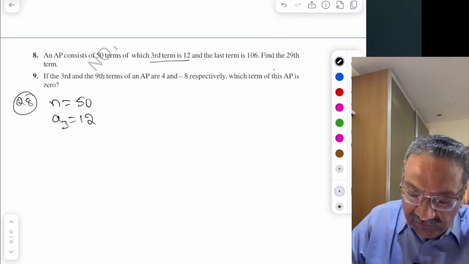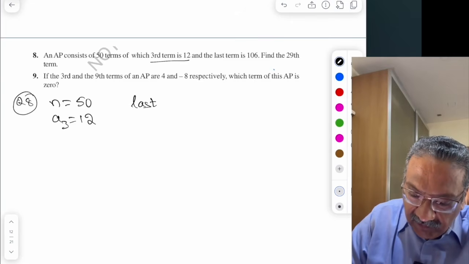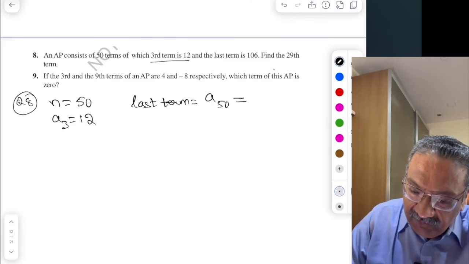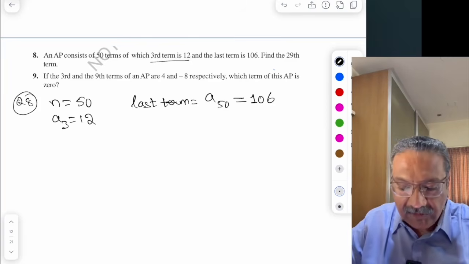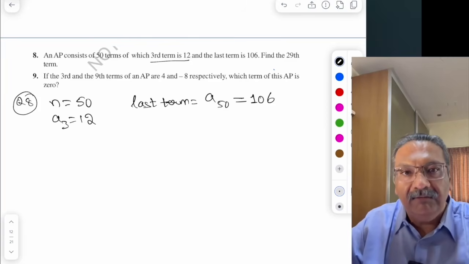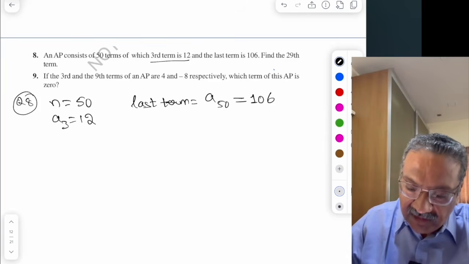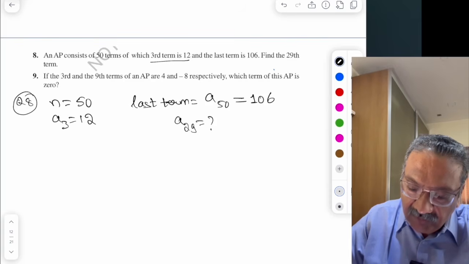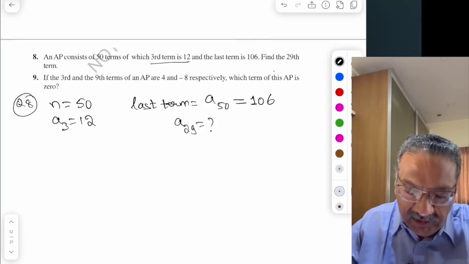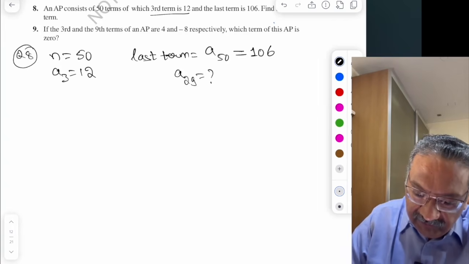Last term means 50th term. Last term is equal to 50th term, that is a50 is equal to 106. Why the 50th term? Because they have said that the AP has only 50 terms. So the last term a50 is 106. Now they are asking for the 29th term. It is very similar to the previous question, so I will just solve it fast.